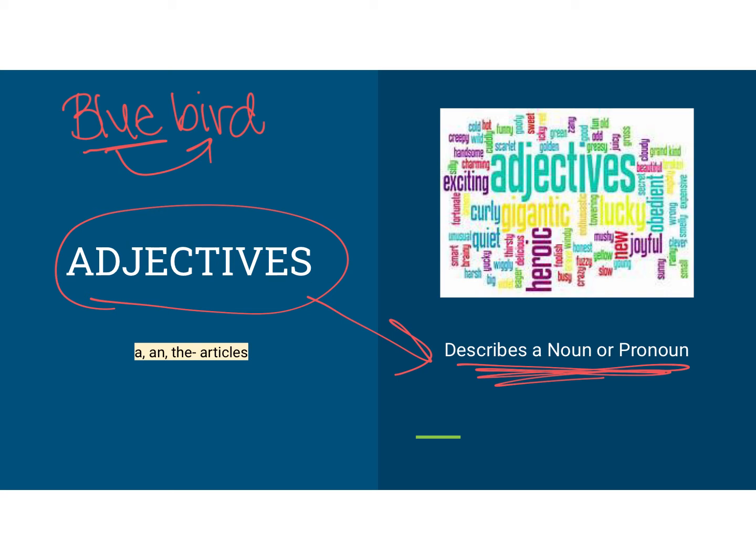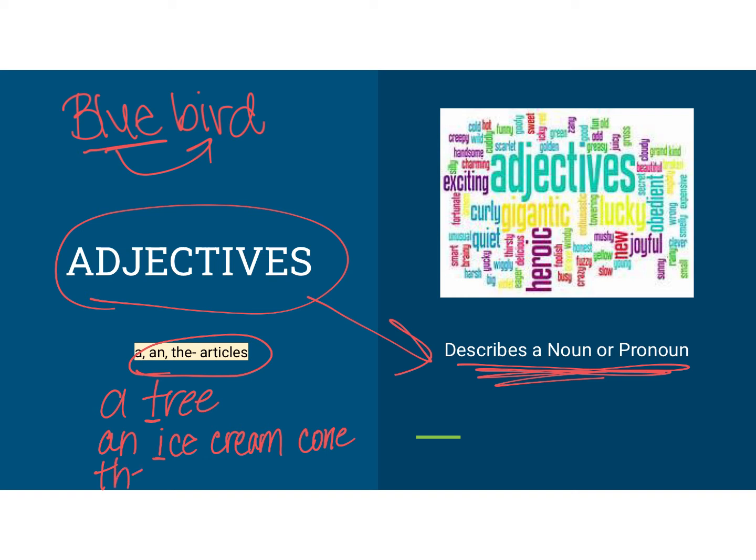Also, when we talk about adjectives, we have these little guys right here called articles: a, an, and the. Like a tree, because when you use a, the next letter is a consonant. You have an ice cream cone, and you use an when the next letter is a vowel, or you have the pen.